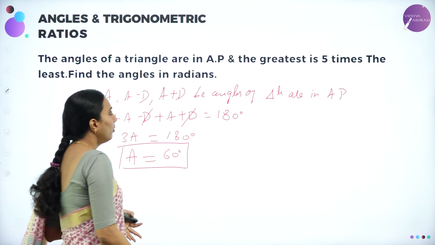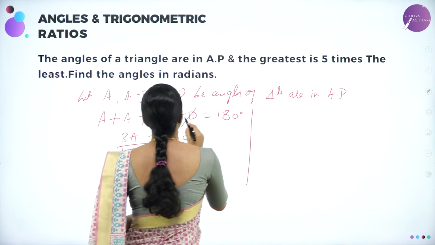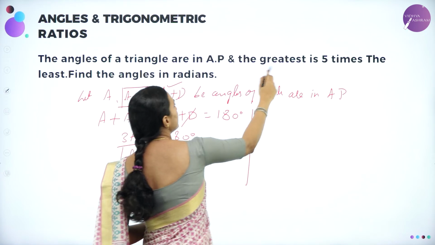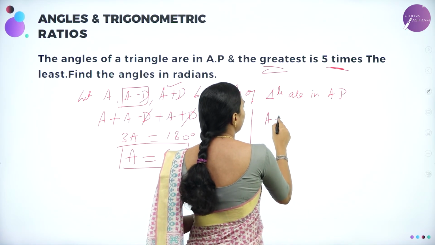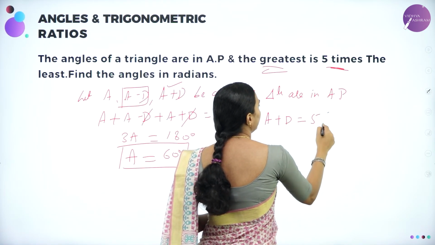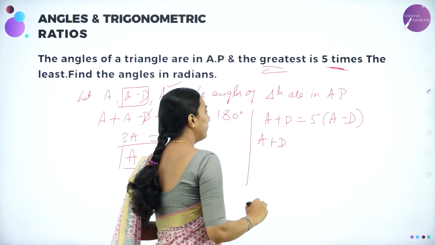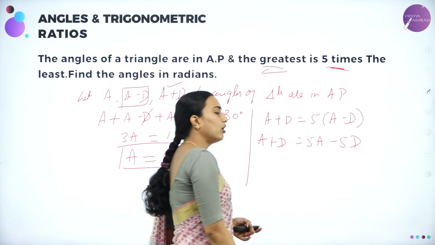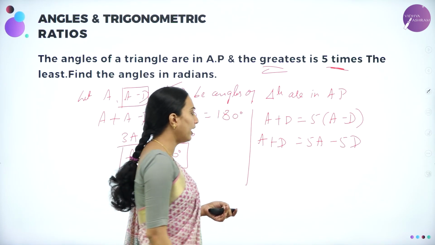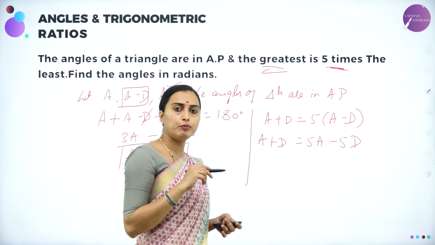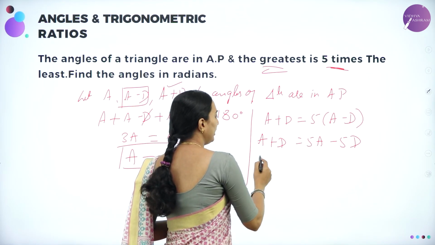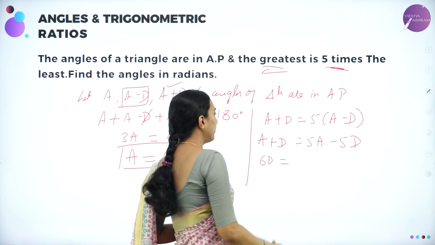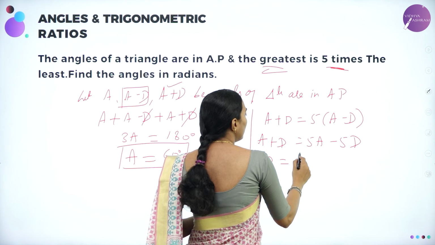Therefore, we know that they have given the least angle is this, and the greatest angle is this. They have given greatest is 5 times the least. So A plus D is equal to 5A minus 5D. Taking all the D terms to one side and A terms to the other side, minus 5D comes to this side and becomes plus 5D. D plus 5D is 6D, which will be equal to 5A. If A goes to that side, it will become 5A minus A, which is nothing but 4A.